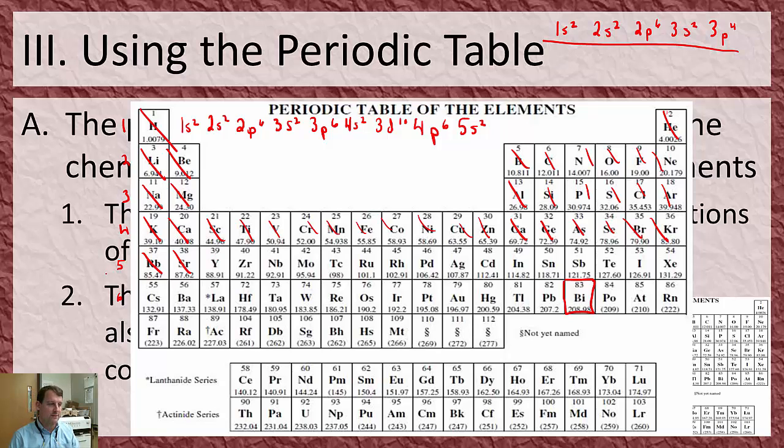And then I get here and I'm like, all right, those were 3d's, so this must be 4d's. The d's are always back one level from what they look like. 1, 2, 3, 4, 5, 6, 7, 8, 9, 10. And we're looking at 4d10. And then back up to 5p, 1, 2, 3, 4, 5, 6. 5p6. We're almost there. Now we're down here on 6s2.